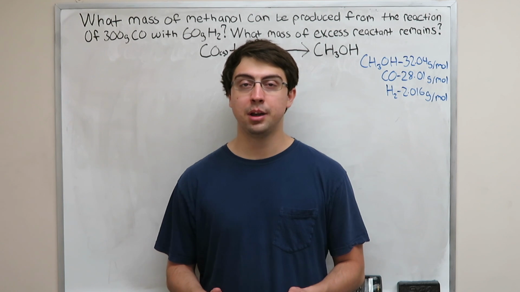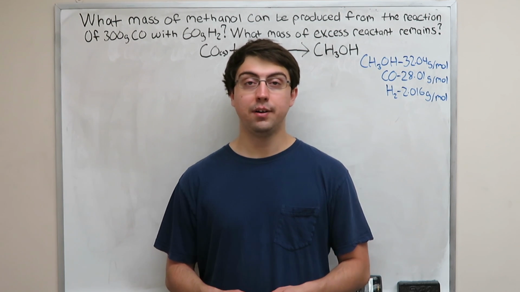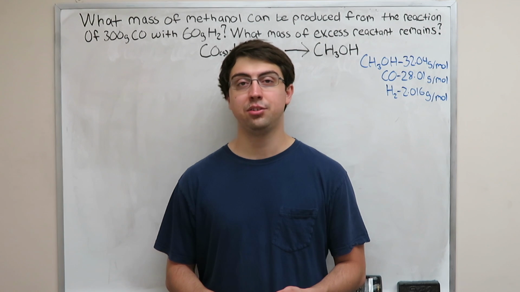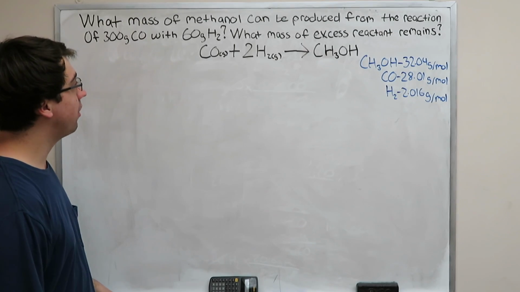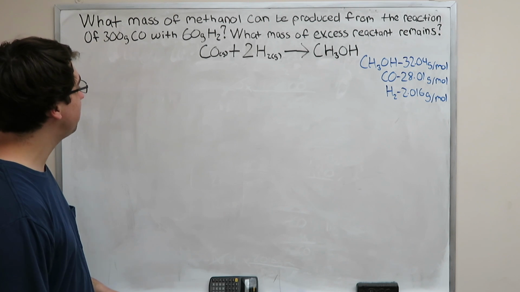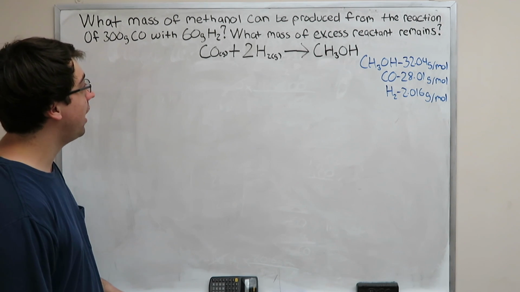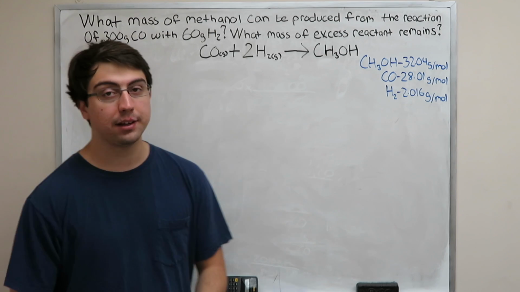Hey guys, I'm Robert and I'm going to do a stoichiometry calculation finding the limiting reactant and the amount of excess reactant that remains. What mass of methanol can be produced from the reaction of 300 grams of carbon monoxide with 60 grams of hydrogen? What mass of excess reactant remains?